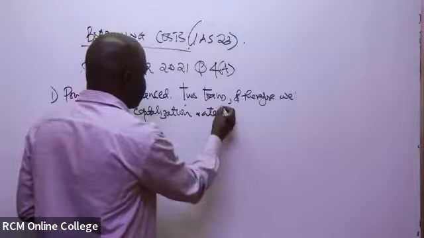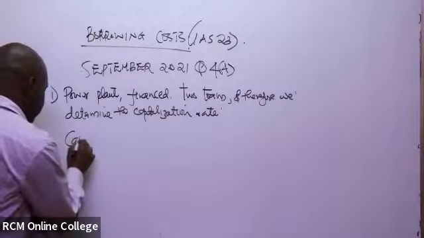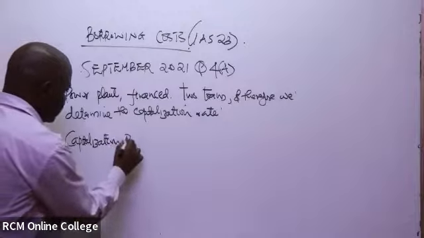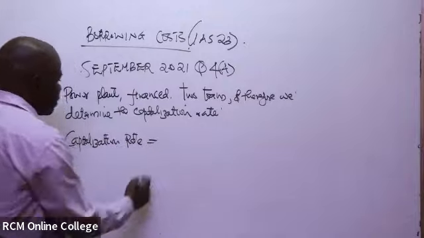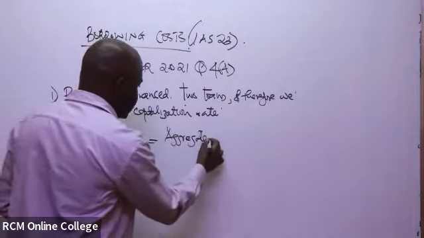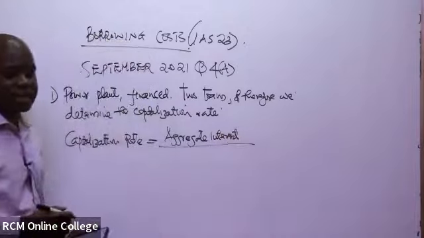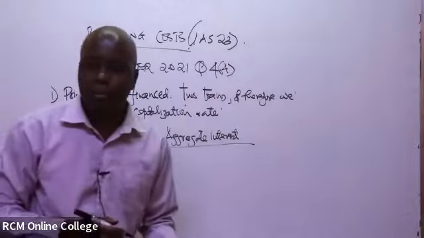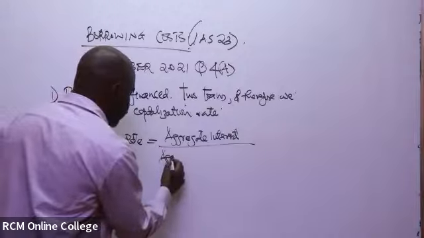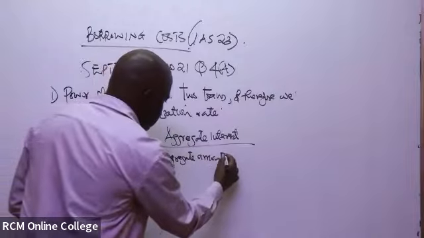We determine the capitalization what? Rates. The capitalization rate. So the formula for the capitalization rate, we said, how do you determine it? Where we have two loans. In this case, you have to take the aggregate interest of the two loans over the aggregate loan amount, or amount payable. So over the aggregate amount of the loan payable.